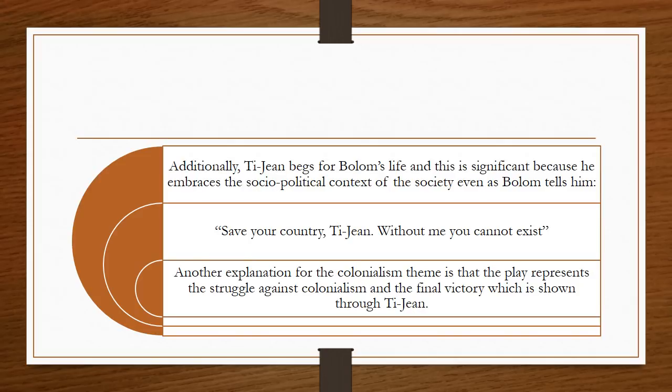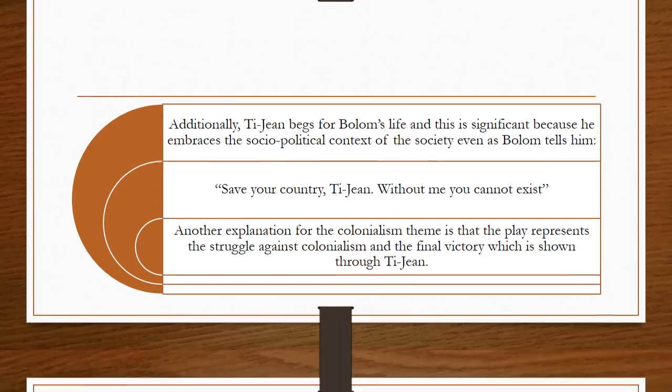Additionally, Tijan begs for Bolum's life, and this is significant because he embraces the socio-political context of the society, even as Bolum tells him, "Save your country, Tijan, without me you cannot exist." Another explanation for the colonialism theme is that the play itself represents a struggle against colonialism and the final victory, which is shown through Tijan. Bolum tells him, "Save your country," which right away tells us that the play is not just a simple folklore. Instead, it is more of the colonial powers that stifled, that repressed, that oppressed the blacks, and therefore Tijan would have to save this culture.